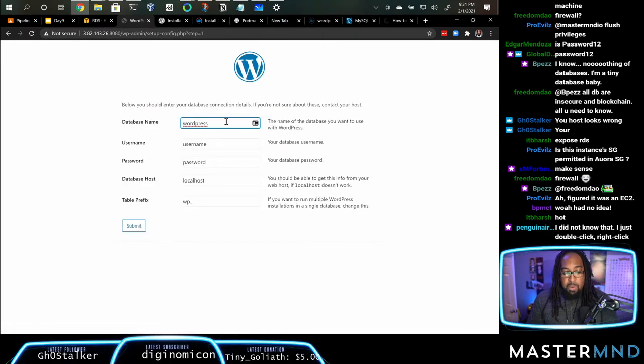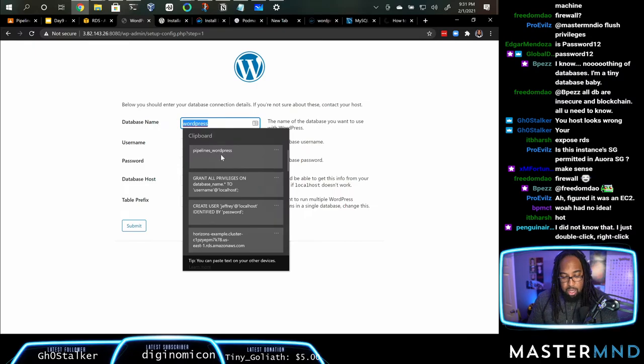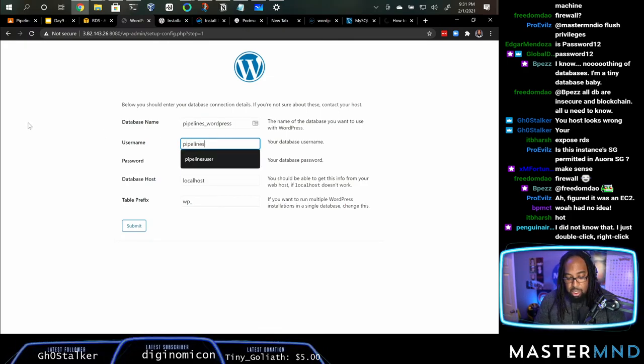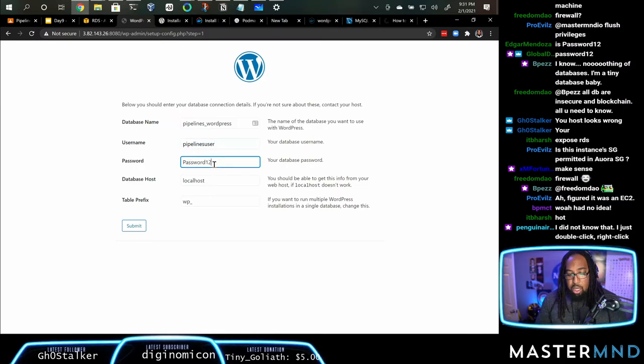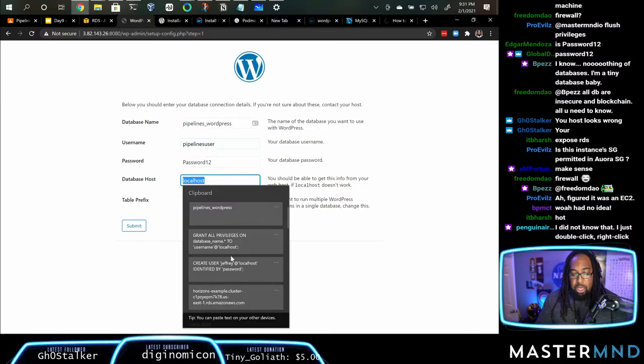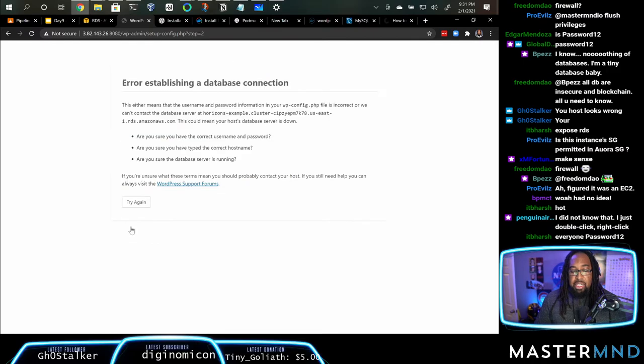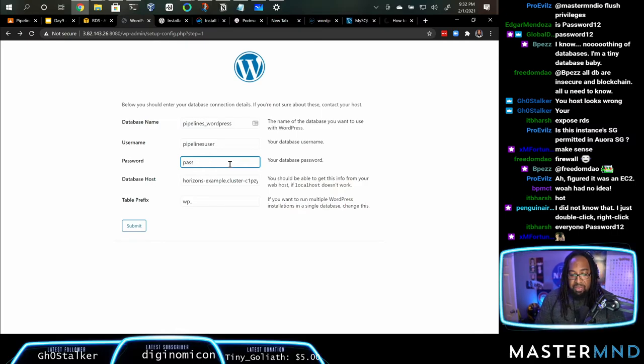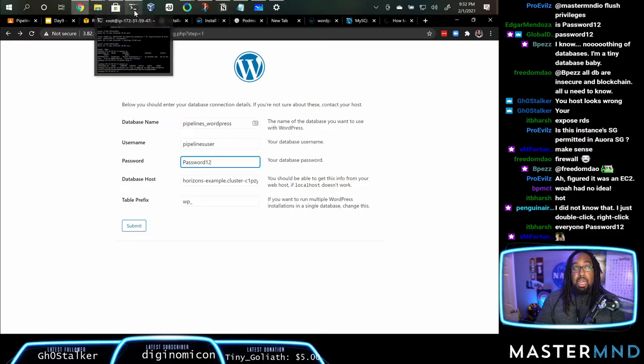English, let's go. Database name is Pipelines WordPress. The user is Pipelines user. The password, of course, is the best password in the world, which is password 12 capital P. The host is Horizons. Table prefix. No! That feels right. Hold on. Pipelines WordPress is right. Pipelines user seems right. One, two. So hold on. Database host.